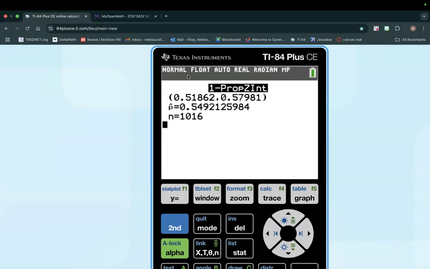So I'm going to show you. Let me write it on my page here. I'm going to write down what they have. Hold on, I need room. I need a blank page. Okay. I'm just going to use this next blank page, so don't worry about it. So I'm going to write this down. 0.51862, 0.57981, and then it gives me my p hat, 0.5492. Okay.